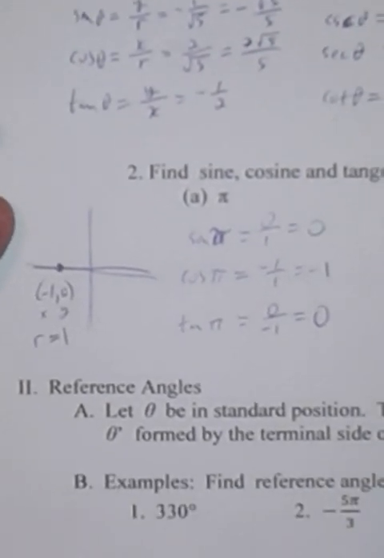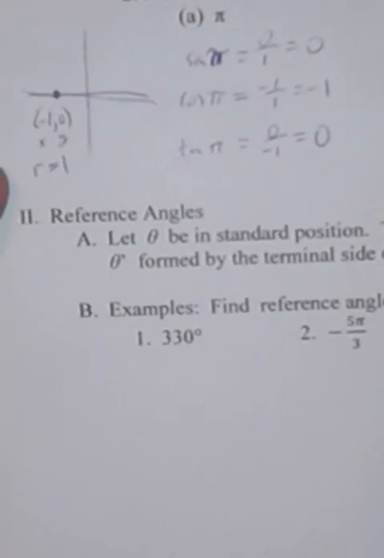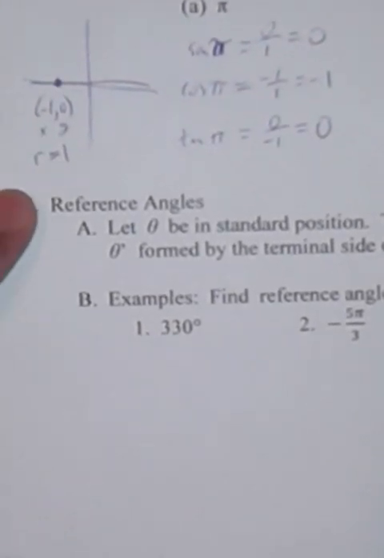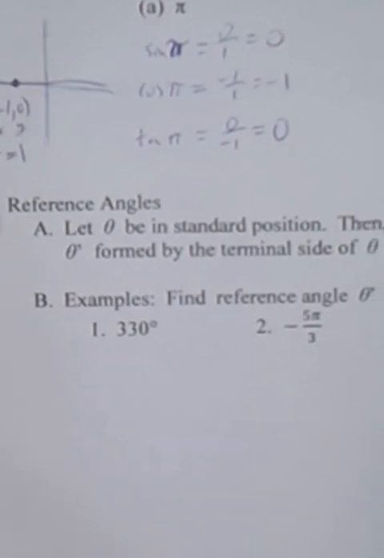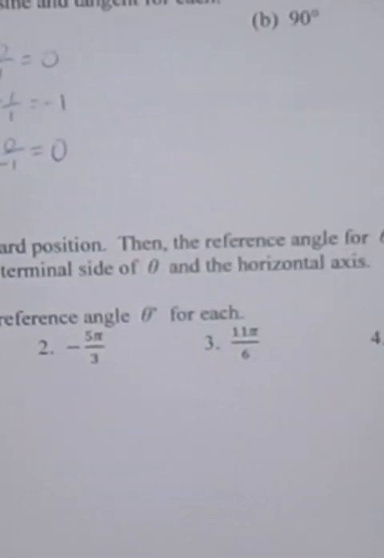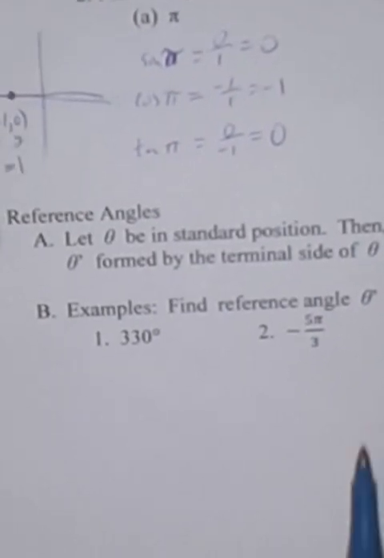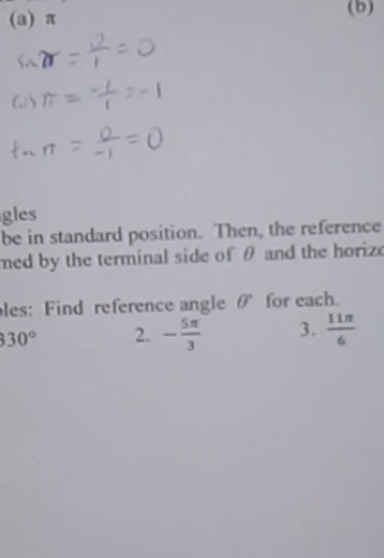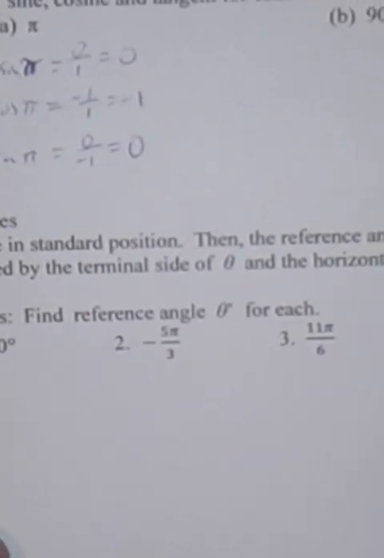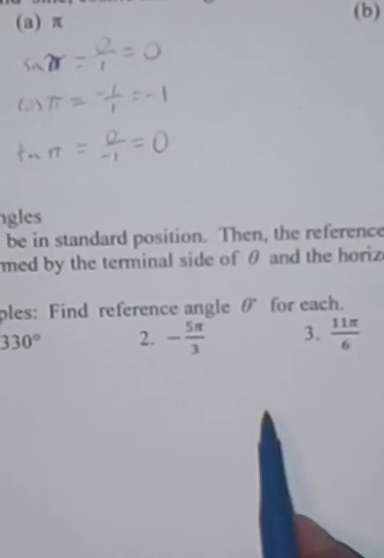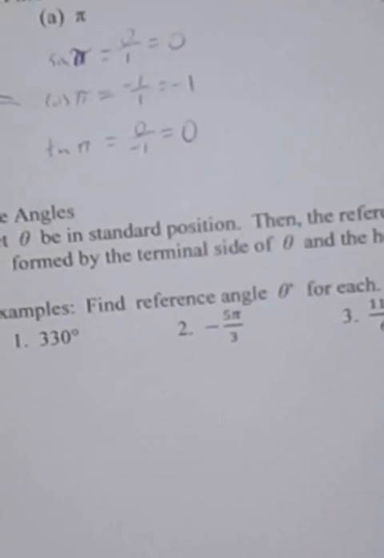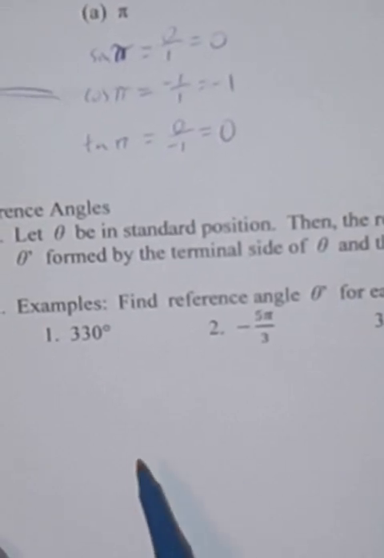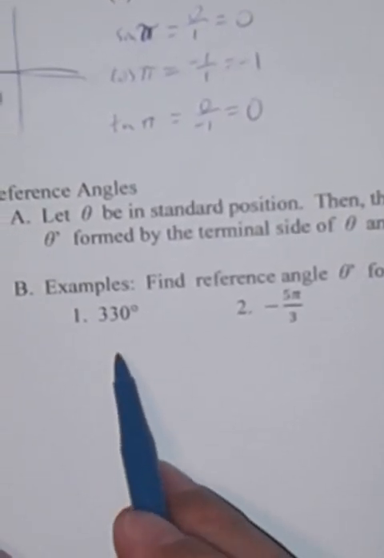All right, let's go on to part 2, reference angles. So let theta be in standard position. Then the reference angle for theta is the acute angle, theta prime, that means we're calling it theta prime, the reference angle, formed by the terminal side of theta and the horizontal axis. That means the positive or negative x-axis. Notice theta prime is an acute angle, that means greater than 0 and less than 90. All right, so let's see if we can find theta prime.